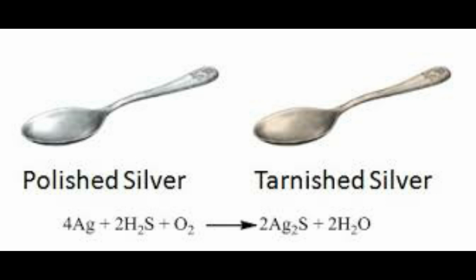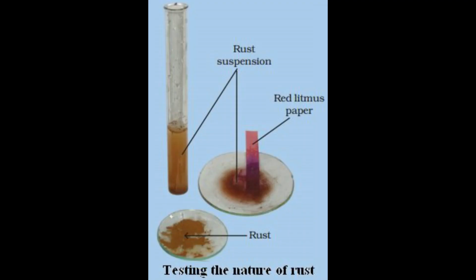When you test this also with litmus paper, you can see red litmus turns blue. We say that all the metallic oxides are basic in nature. Children, we will meet with the next part of the lesson in the next class. Thank you. Please go through the textbook and learn those 3 equations.